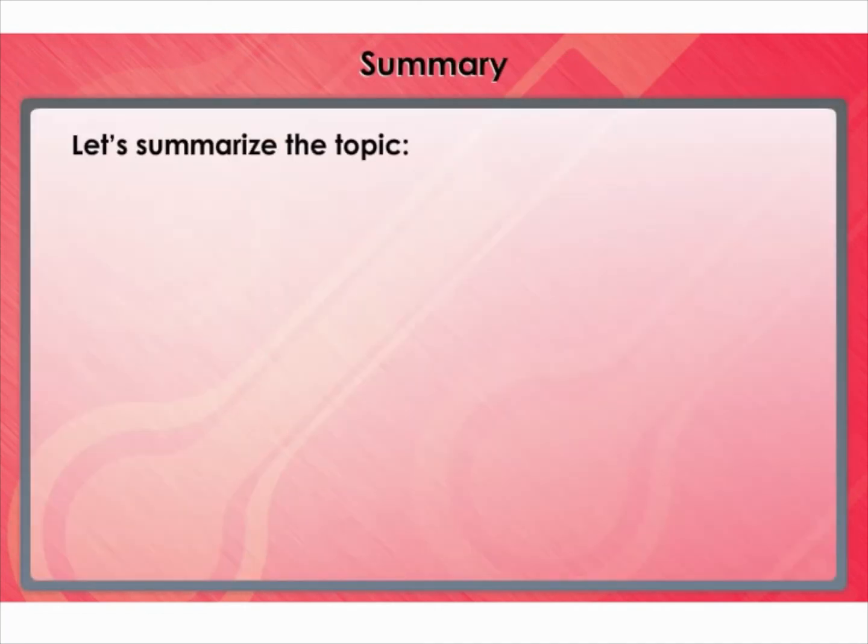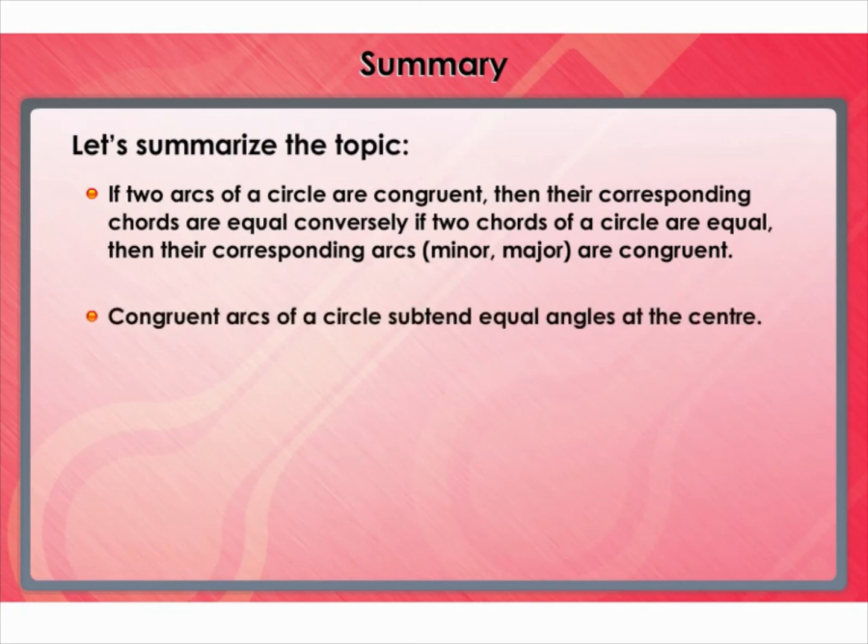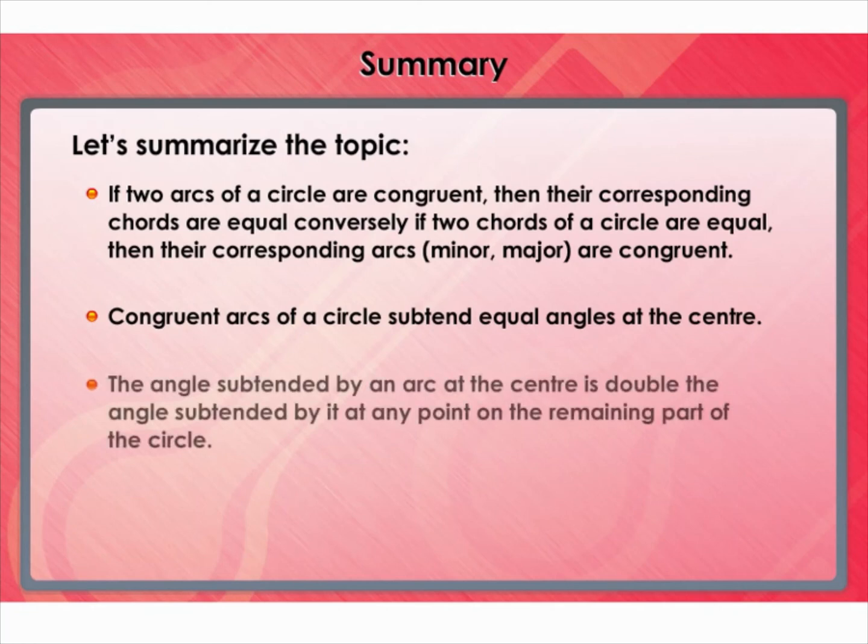Summary. Let's summarize the topic. If two arcs of a circle are congruent, then the corresponding chords are equal. Conversely, if two chords of a circle are equal, then the corresponding arcs are congruent. Congruent arcs of a circle subtend equal angles at the center. The angle subtended by an arc at the center is double the angle subtended by it at any point on the remaining part of the circle.